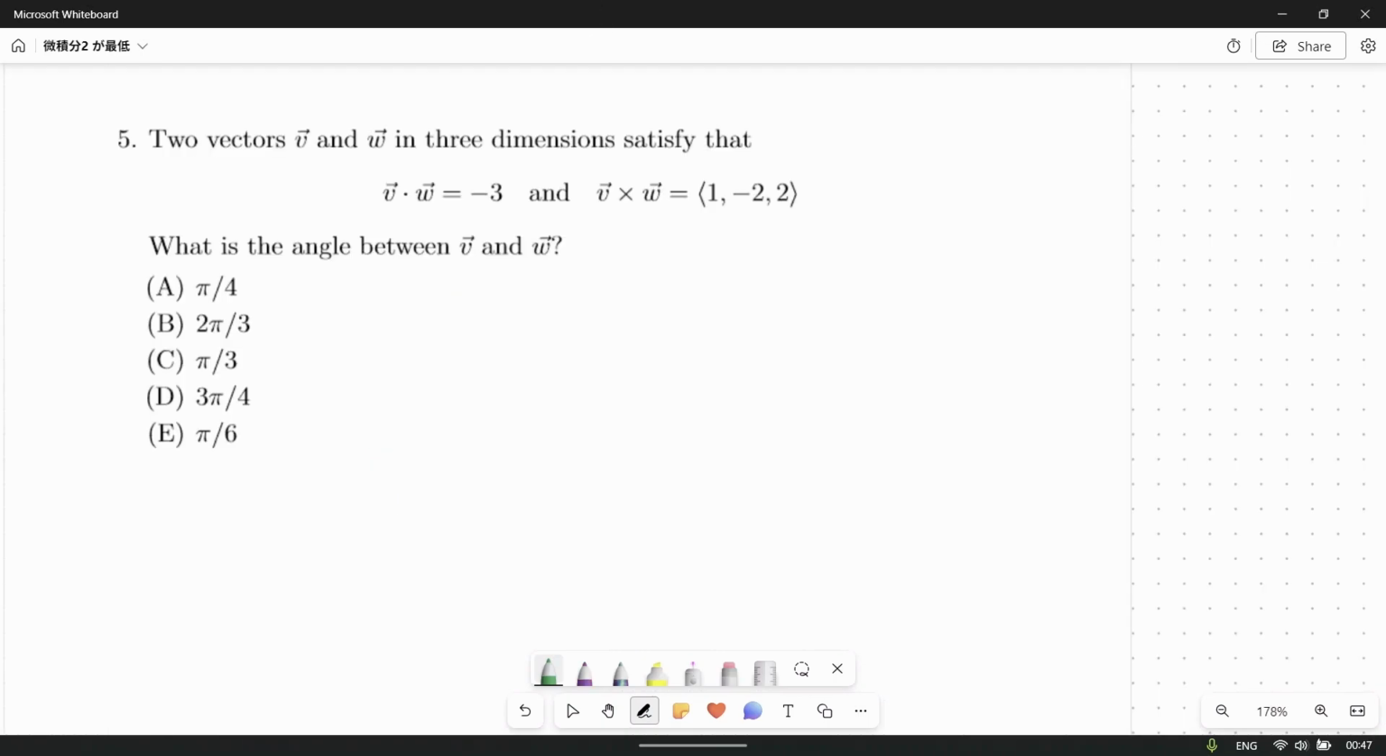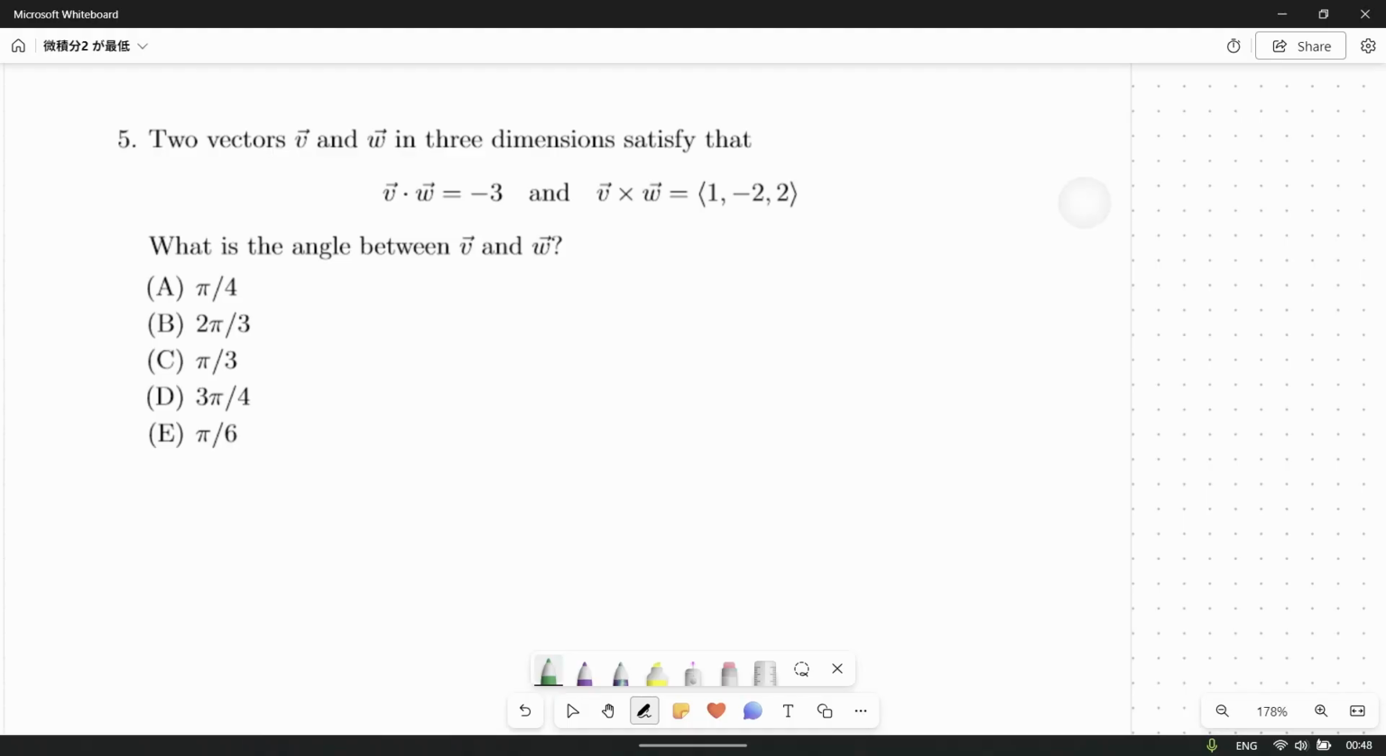All right, so in this question, we're given two vectors v and w in 3 dimensions that satisfy that the dot product between v and w is equal to -3, and the cross product between v and w is equal to a new vector of 1, -2, and 2. So what is the angle between v and w?